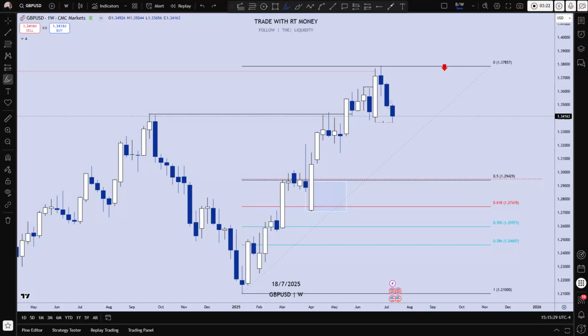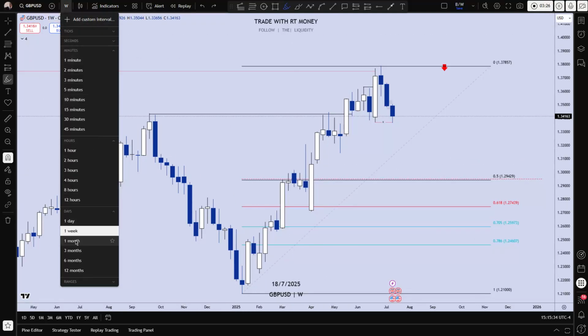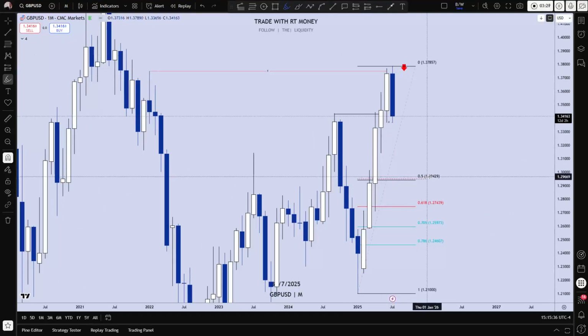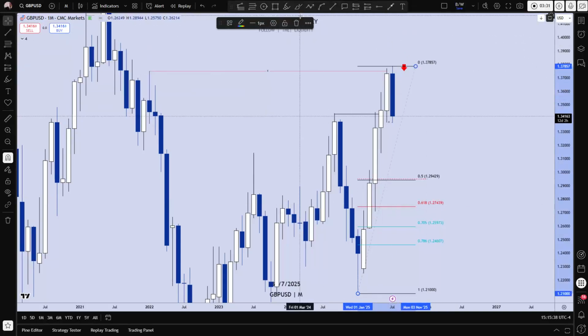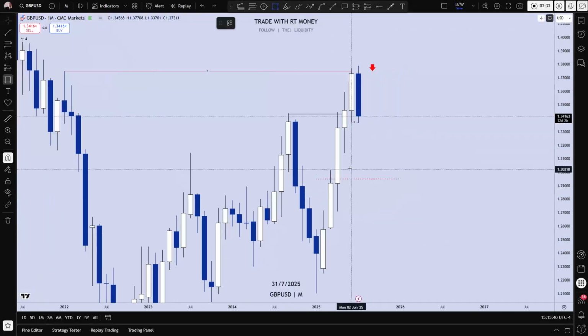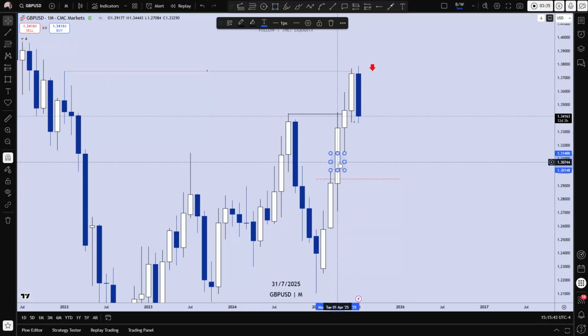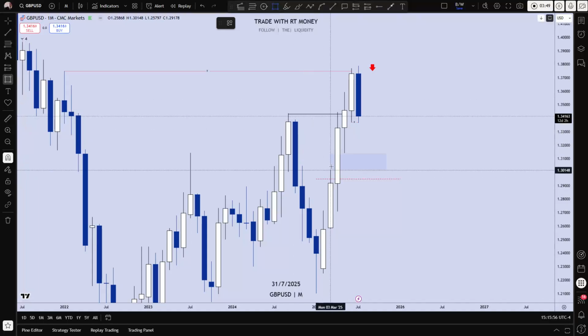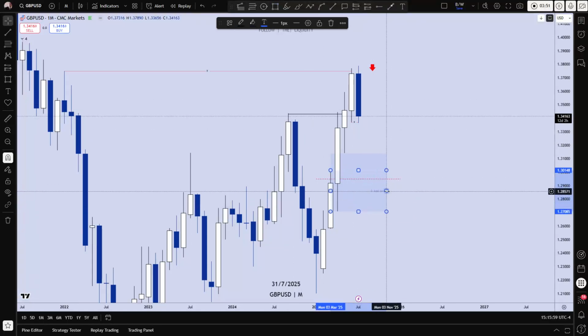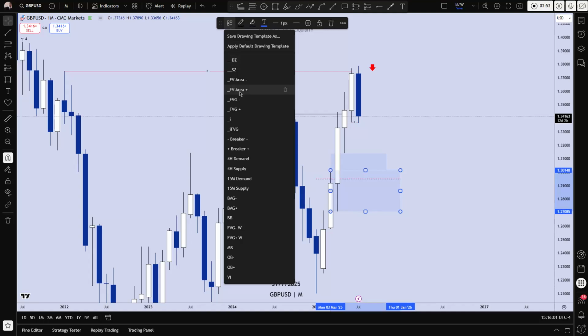Now, barring that, let's go to the monthly, and what you can see is right before that is a monthly demand zone. I mean, a monthly fair value gap. Okay, I like this fair value gap. We're above this sell to buy wicks, which is the zone I just described, where we're going to find demand.